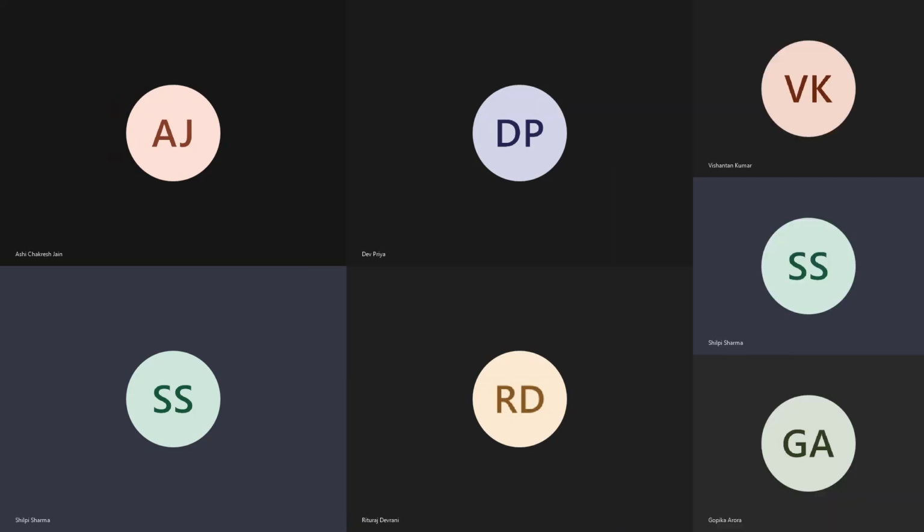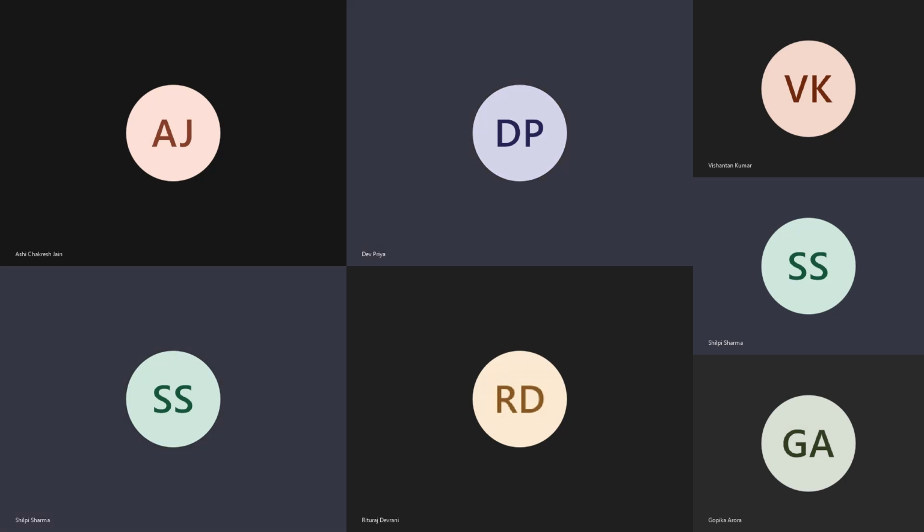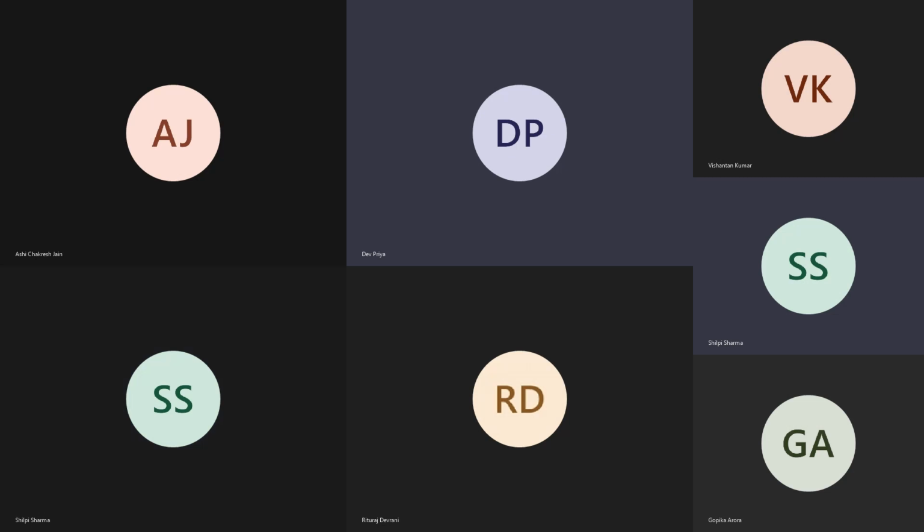लास्ट क्लास में क्या हो रहा था, कोई मुझे अपडेट करेगा? Vishanta: Ma'am, we talked about genetic recombination in bacteria and talked about the rolling circle model.